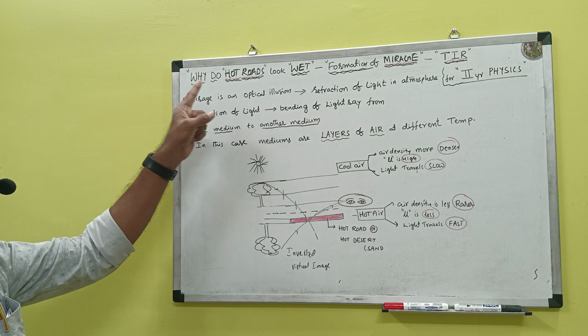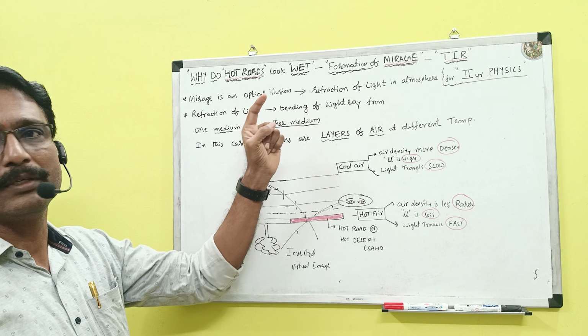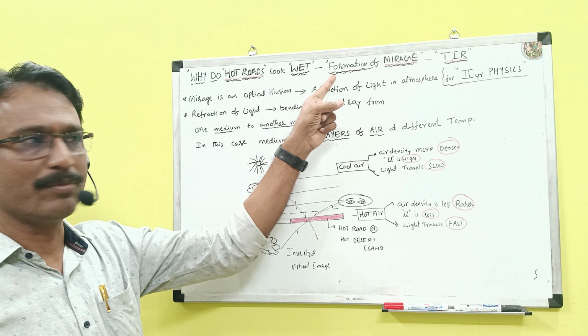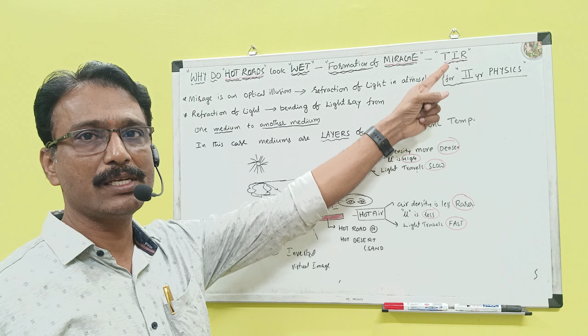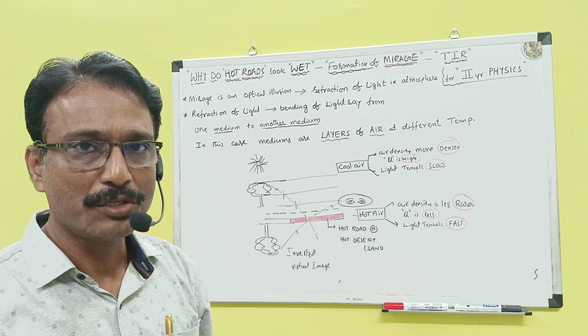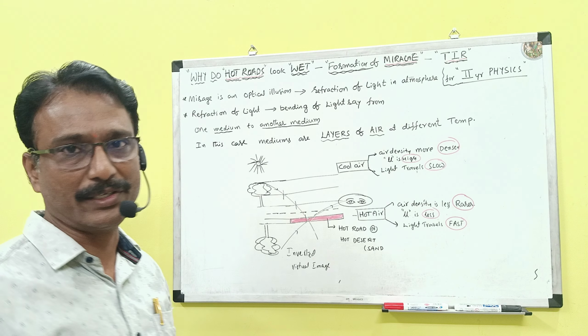Today we will discuss why hot roads look wet during the hot summer. The reason behind this is the formation of a mirage, and the principle behind it is total internal reflection. Before going to explain this example, we can see first what a mirage is.